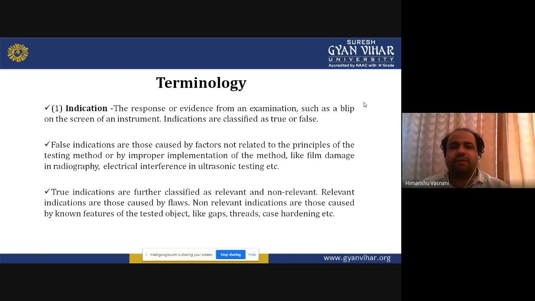So, terms like indication. Indication is a term in which both things are there. Whatever you are seeing after testing, or whatever you are feeling during the testing, it can be an indication. It can be good, it can be bad, it can be true, it can be false. So it depends. Now the response or evidence from an examination, such as a blip on the screen of an instrument. Indication simply stands for that only.